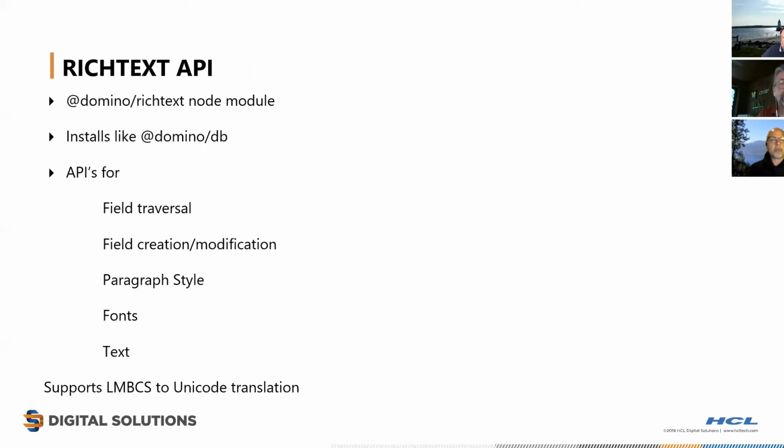So the next thing we've added is the rich text API, and it's a new Node module. It's a completely separate module from the Domino DB API. And the nice thing is it doesn't have any dependencies.